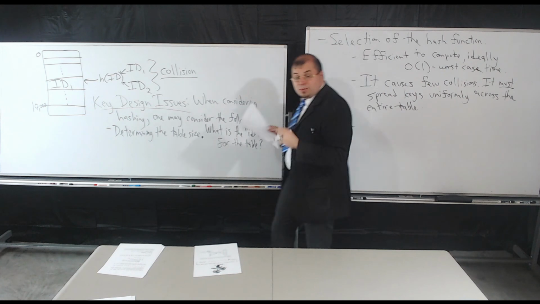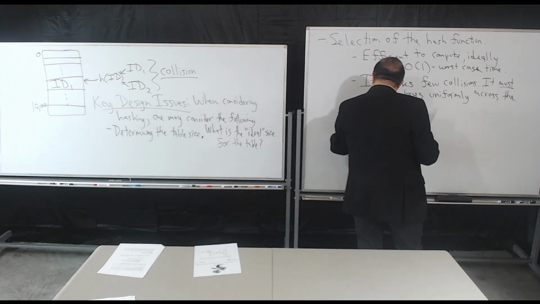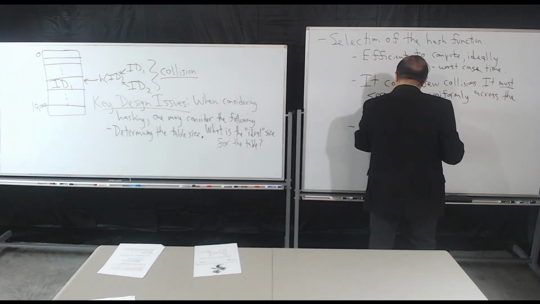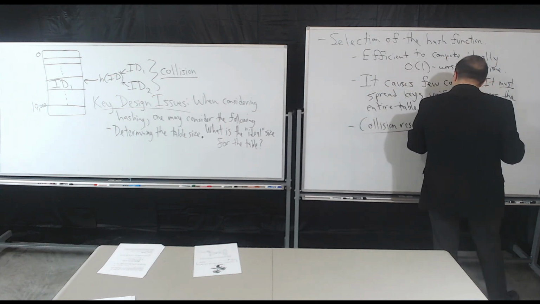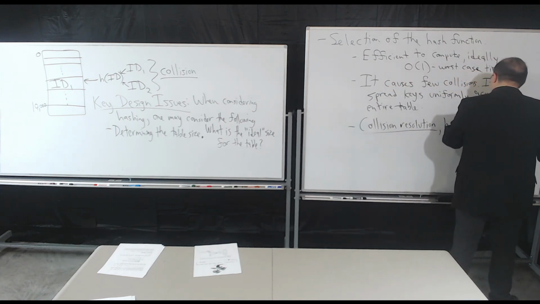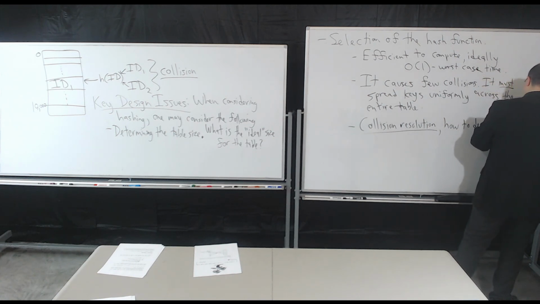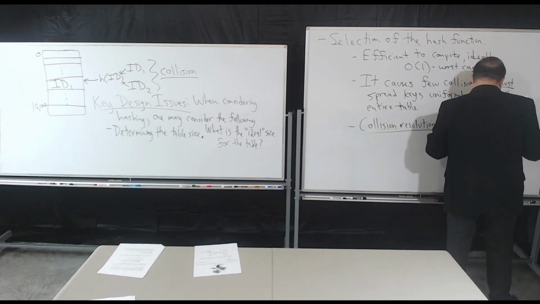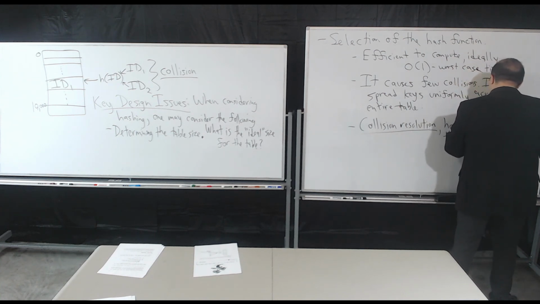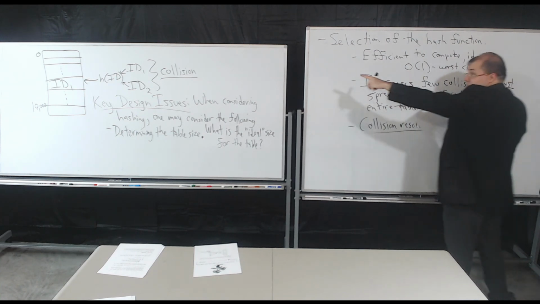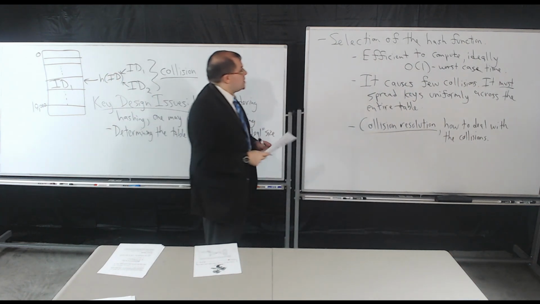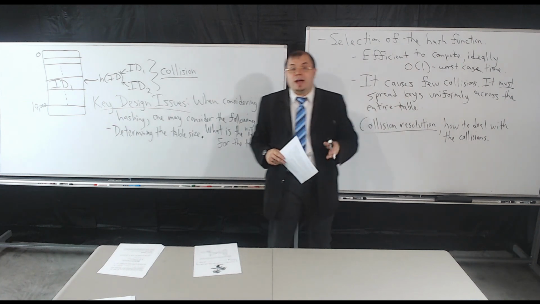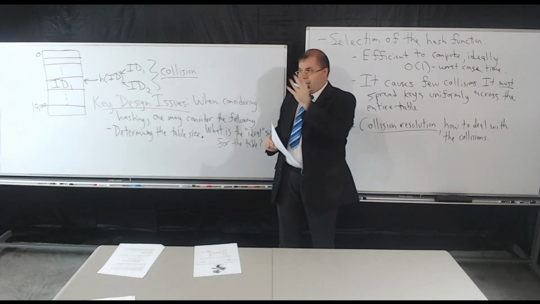And finally, the last one is collision resolution. How to deal with the collisions, because I need some way of dealing with those collisions. These are going to be our big problem point, these collisions, how to deal with them. So these are going to be the big things we're going to look at in this next section of this course. We're going to talk about hashing.